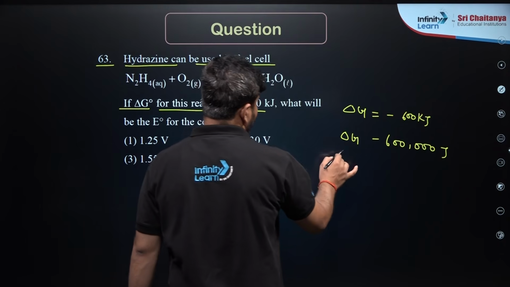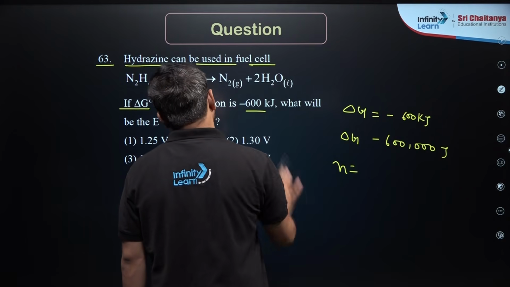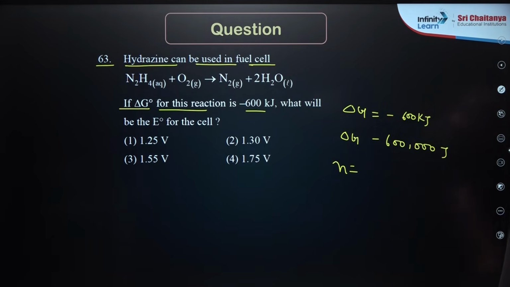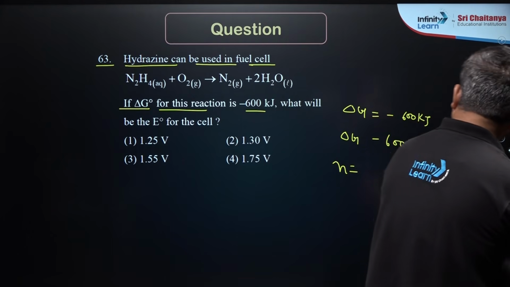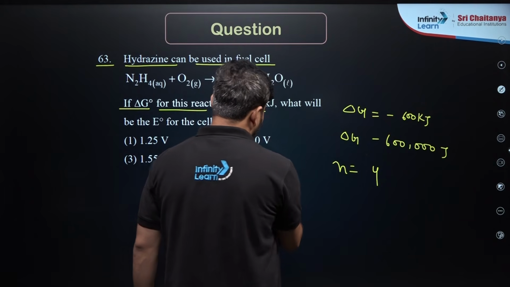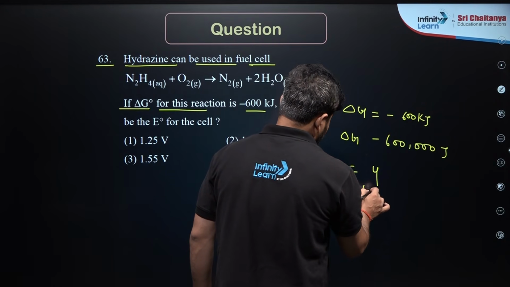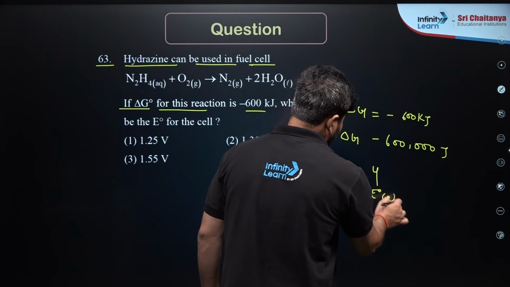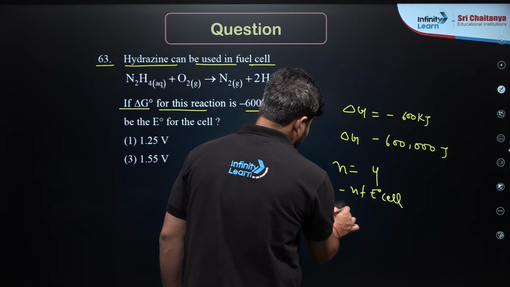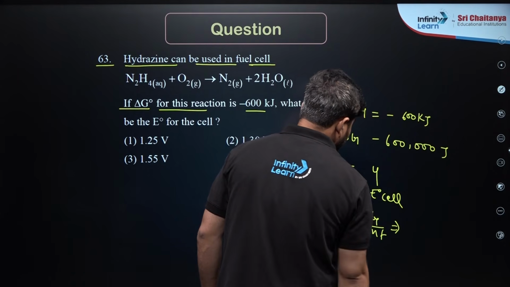And what they are asking is the n value in the reaction. The n value will come to 4 only, so n equals 4. Now we know the formula: delta G equals minus nF E naught cell. We have to calculate E naught cell. So E naught cell equals delta G divided by minus nF. Now we just have to put in the values.